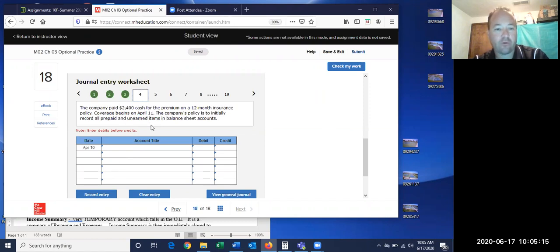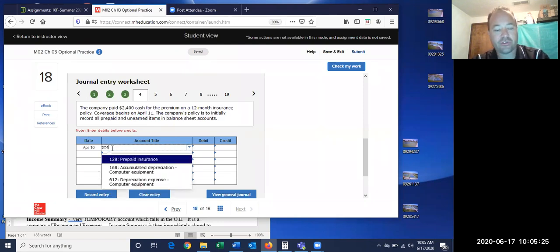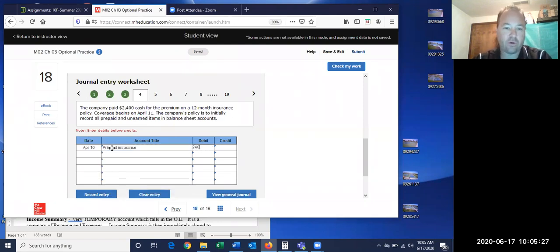The company paid $2,400 cash for a 12-month insurance policy. The company's policy is to record all of it as a prepaid. Okay, so we'll go and do the prepaid insurance, $2,400, and we pay for it. So credit our cash, $2,400.